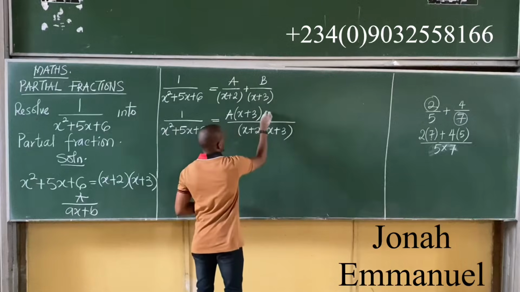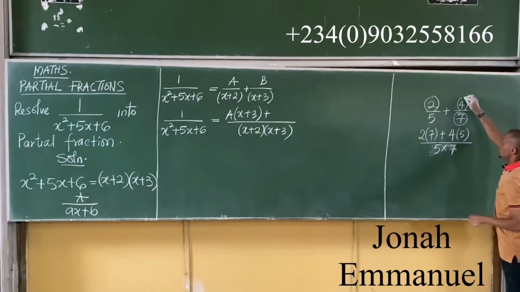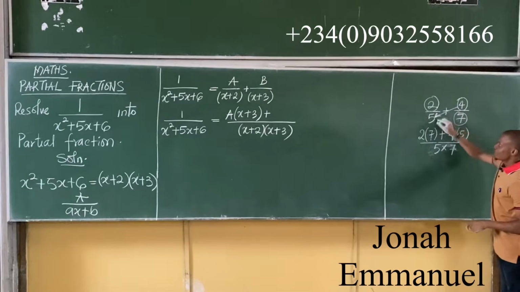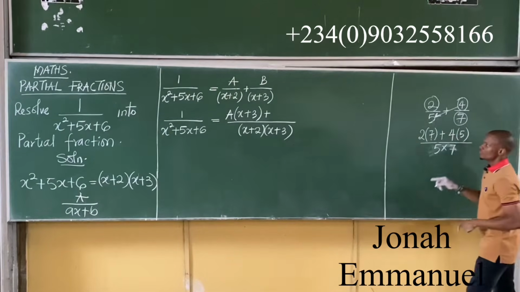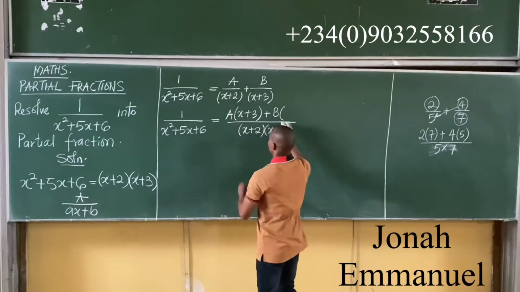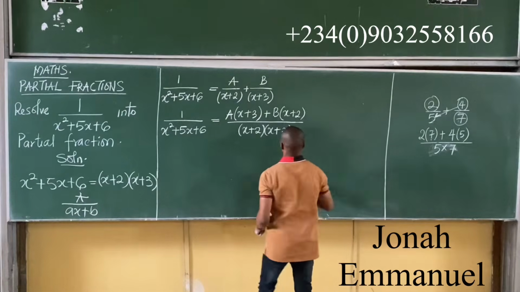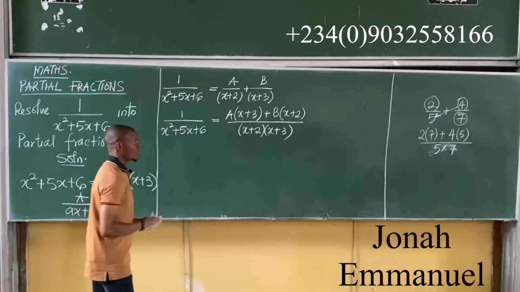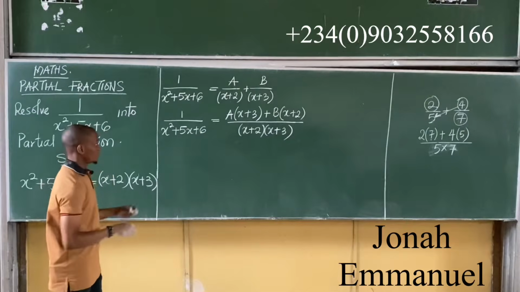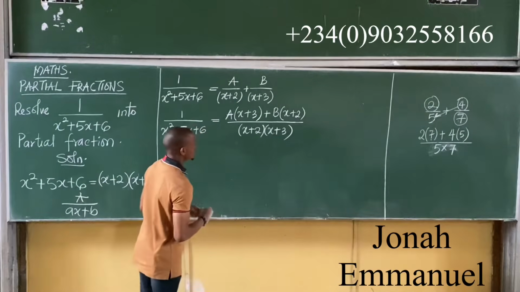Next up, plus, my next term here was what I had here, 4, multiply what I have here, 5, 4 times 5. So the same concept here becomes b, multiply what I have here, x plus 2. So I have this case. Alright, so this is okay like this. This is how we can easily work this out. Alright, so what next here?